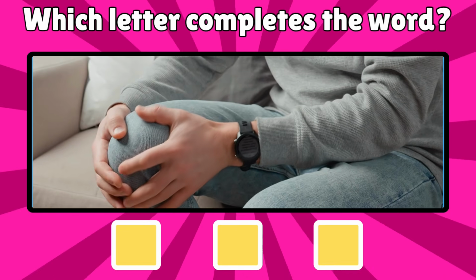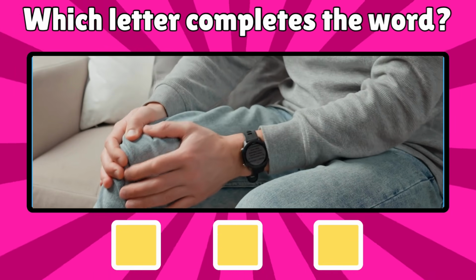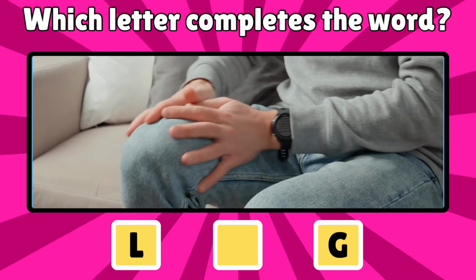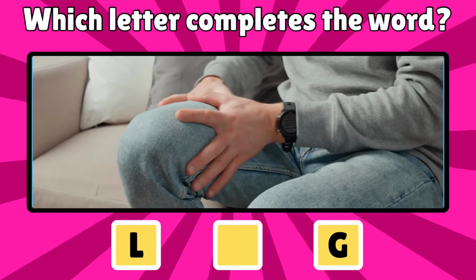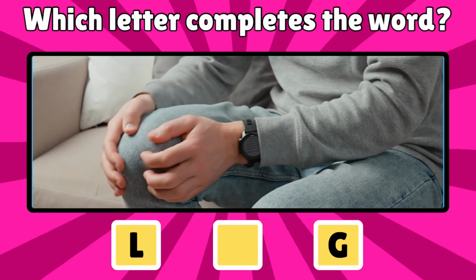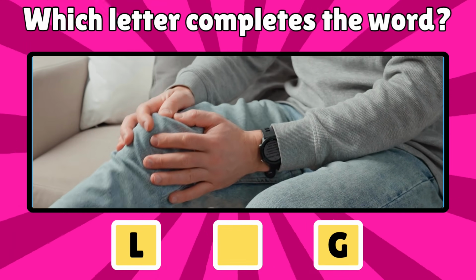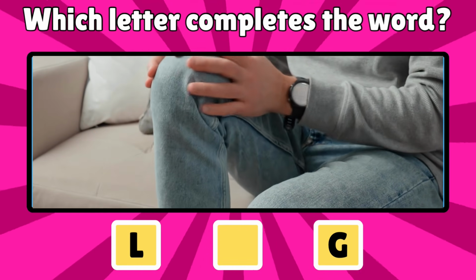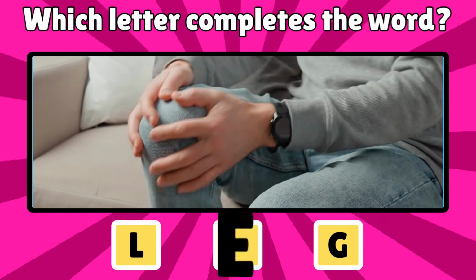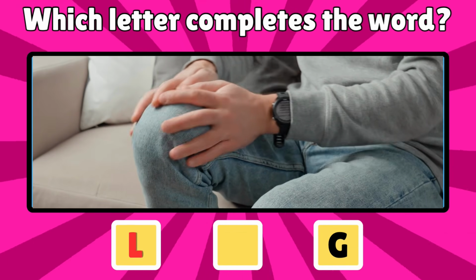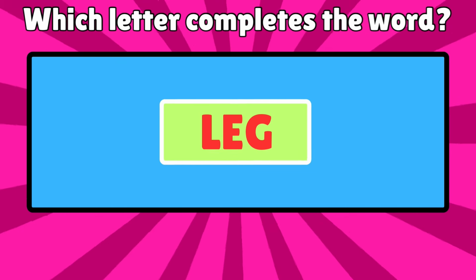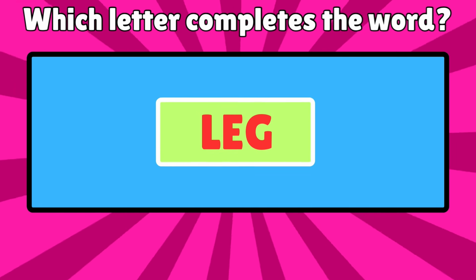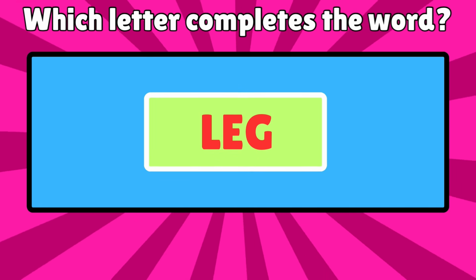Look at the picture. It is a leg. Here, vowel is missing. L, G, which letter completes the word? It is E, L, E, G. Leg, can you say it again? L is for leg. Leg.